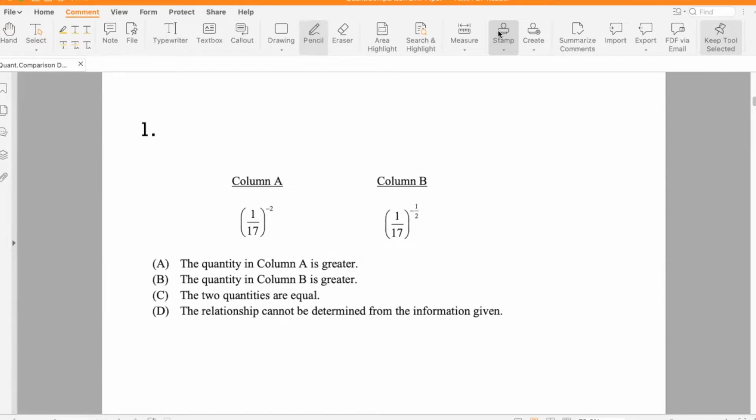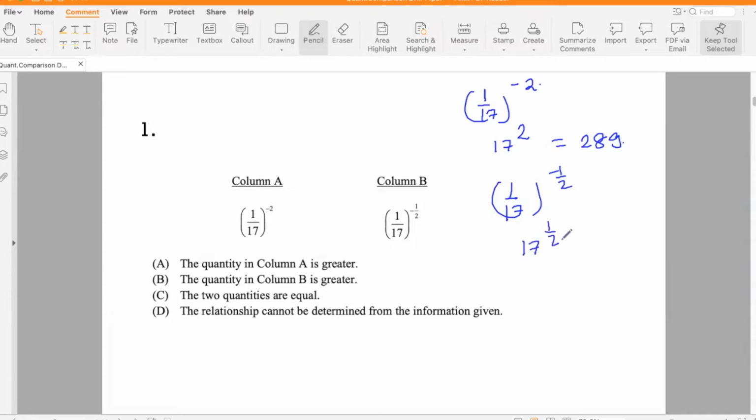Question 1. Column A has (1/17) to the power minus 2 and column B has (1/17) to the power minus 1/2. So (1/17) to the power minus 2 can be written as 17 squared, which is 289. And (1/17) to the power minus 1/2 can be written as 17 to the power 1/2, which is root 17. So clearly 289 is greater than root 17. So the answer is option A.